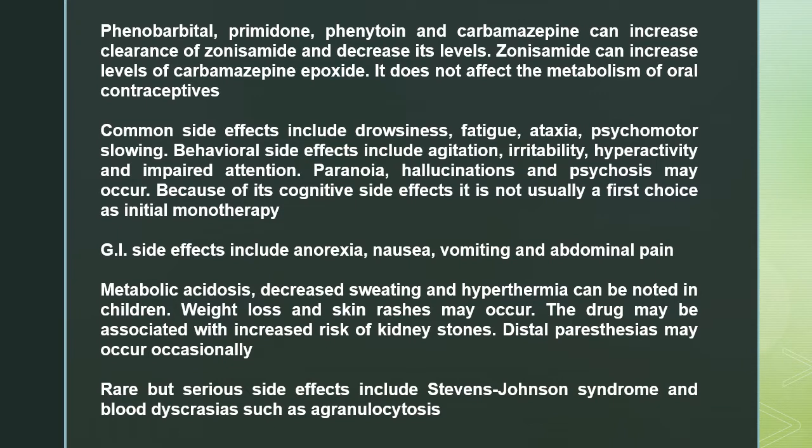GI side effects include anorexia, nausea, vomiting, and abdominal pain. Metabolic acidosis, decreased sweating, and hypothermia can be noted in children. Weight loss and skin rashes may occur. The drug may be associated with increased risk of kidney stones. Distal paresthesia may occur occasionally. Rare but serious side effects include Stevens-Johnson syndrome and blood dyscrasias such as agranulocytosis.